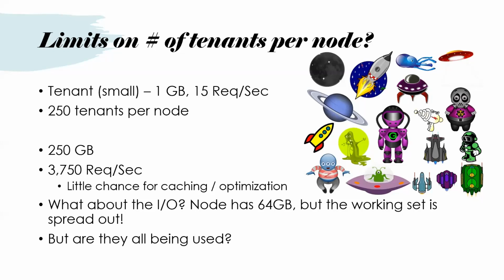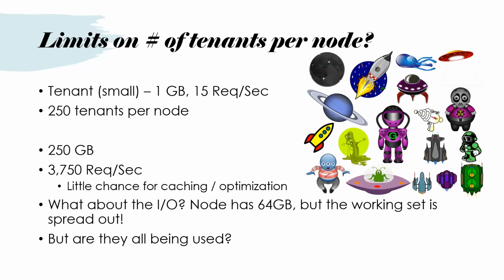Now, let's translate those numbers. That means that we have a 250 gigabyte total data set. It means that we have to deal with 375,000 requests per second. Now, each one of them is going to go to a different database. So there is almost no chance that we have caching optimization opportunities. Now, even if my database has 64 gigabytes of RAM, if each one of my 250 tenants is hitting me constantly, my working set is guaranteed to be bigger than RAM, which means that I have to hit the disk.